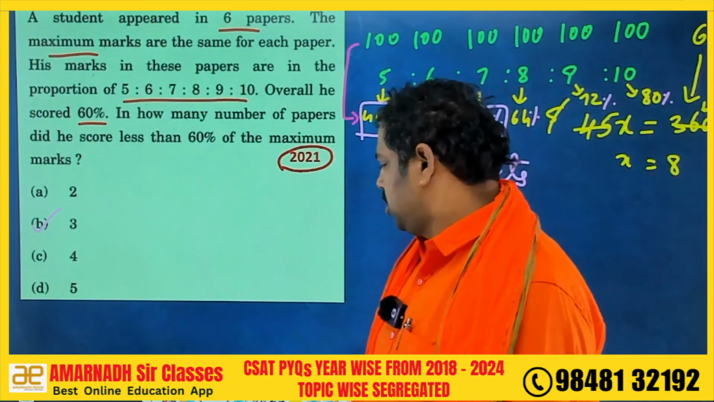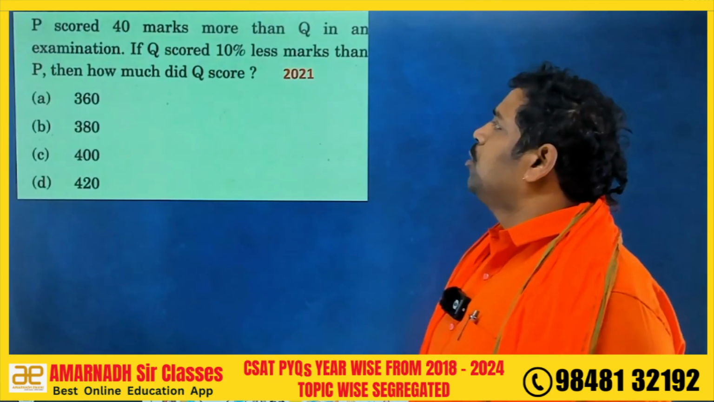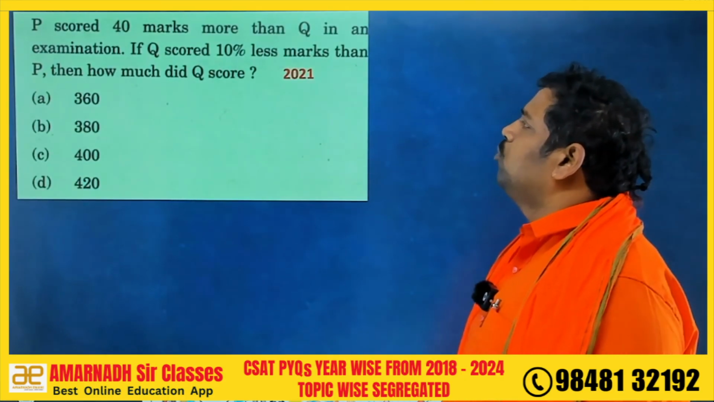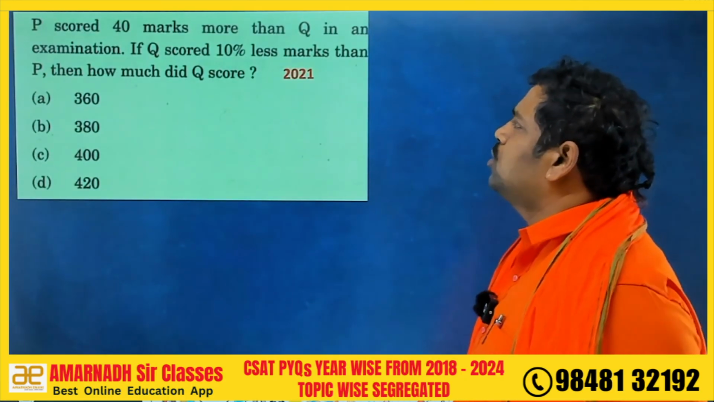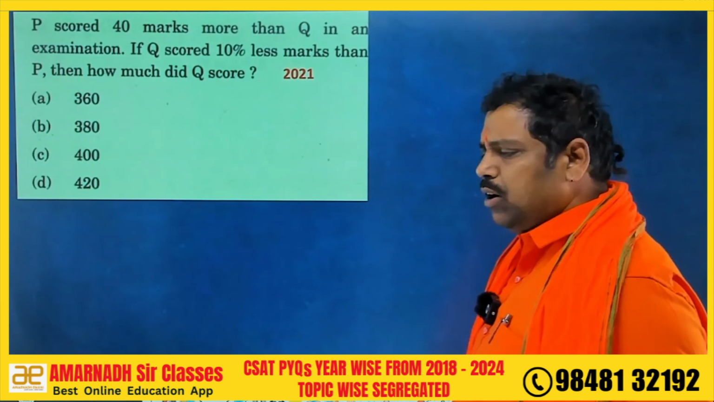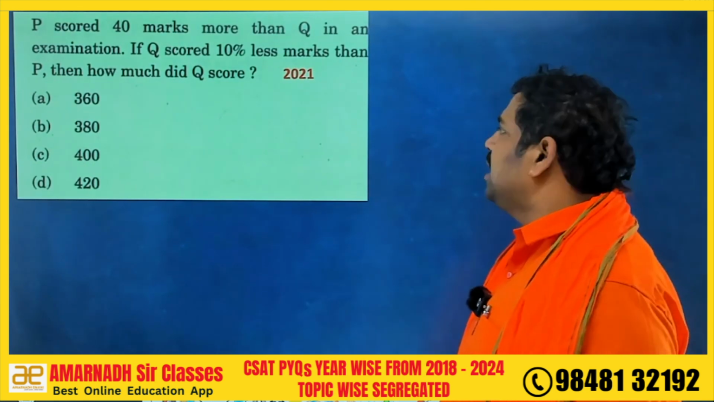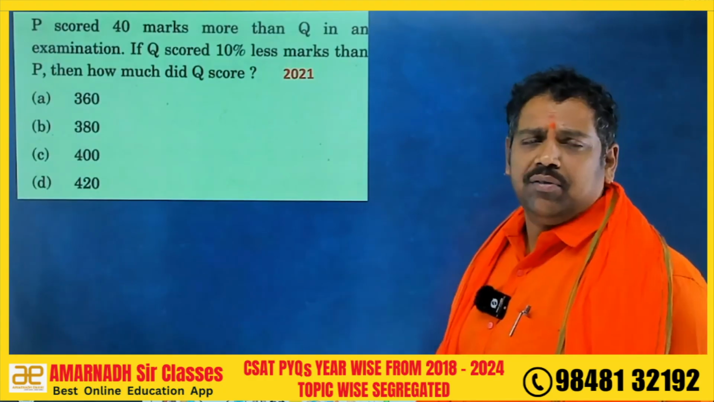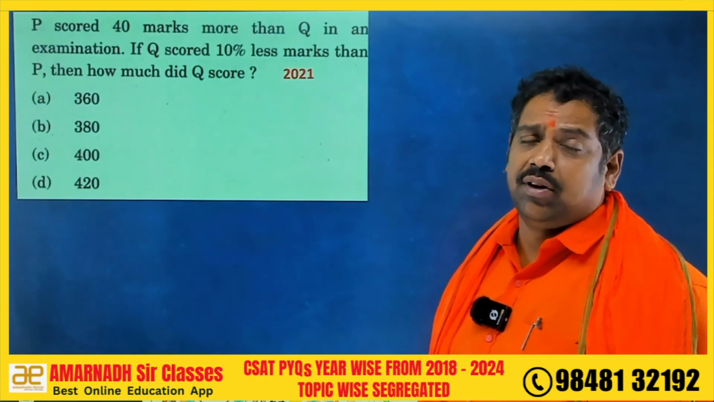Yeah, clear. Okay. So next one, P scored 40 marks more than Q in an examination. If Q scored 10% less marks than P, then how much did Q score? We have two students, P and Q. He clearly specified that this is a question in 2021, means you are getting more number of questions in 2021, right?